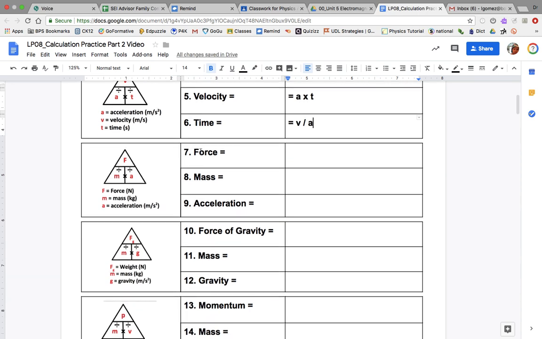Okay, now let's look at force. If I want to calculate force, I need to multiply mass and acceleration. If I want to calculate mass, I need to do force divided by acceleration, not area. And if I want acceleration, I need to do force divided by mass.